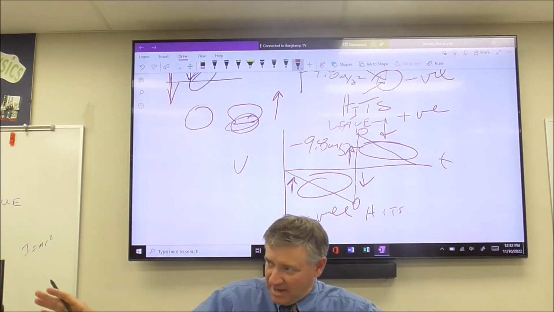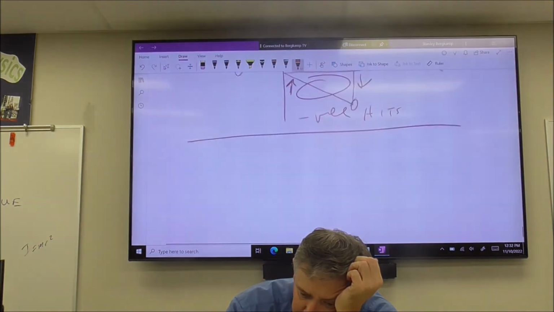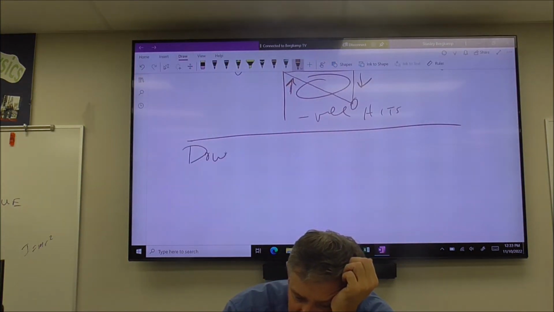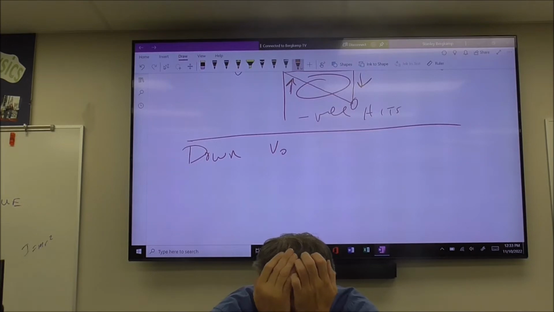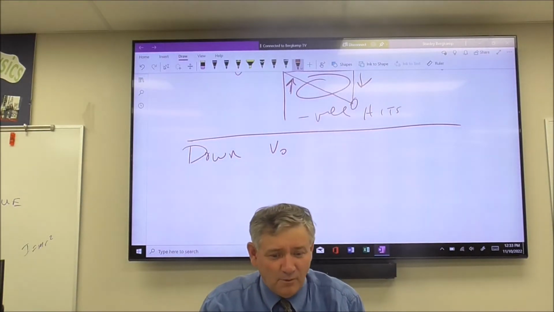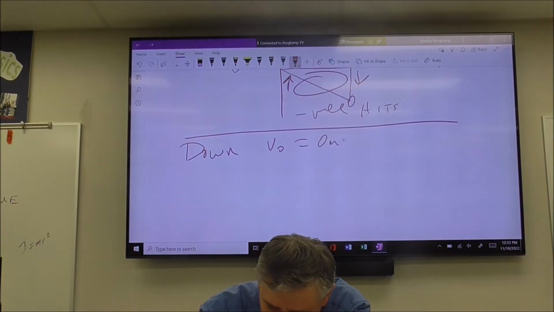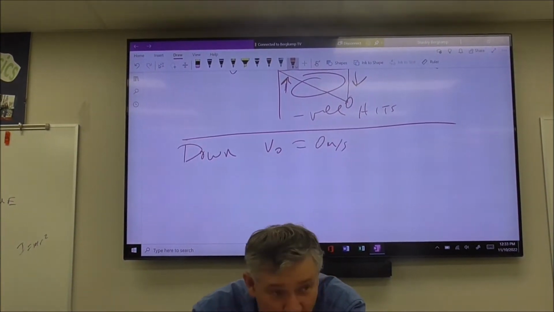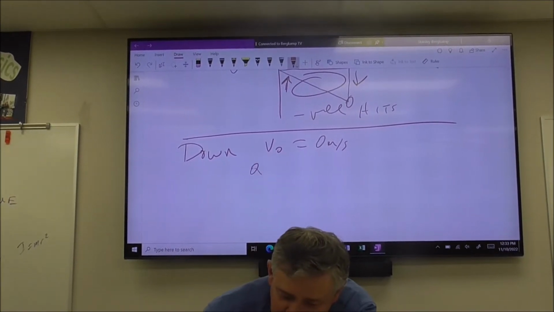Now let's start to do some math. On the way down, what's my initial velocity? V naught's going to be 0 meters per second, right? I dropped the ball. What's my acceleration? Negative 9.8. Okay, I know my acceleration.